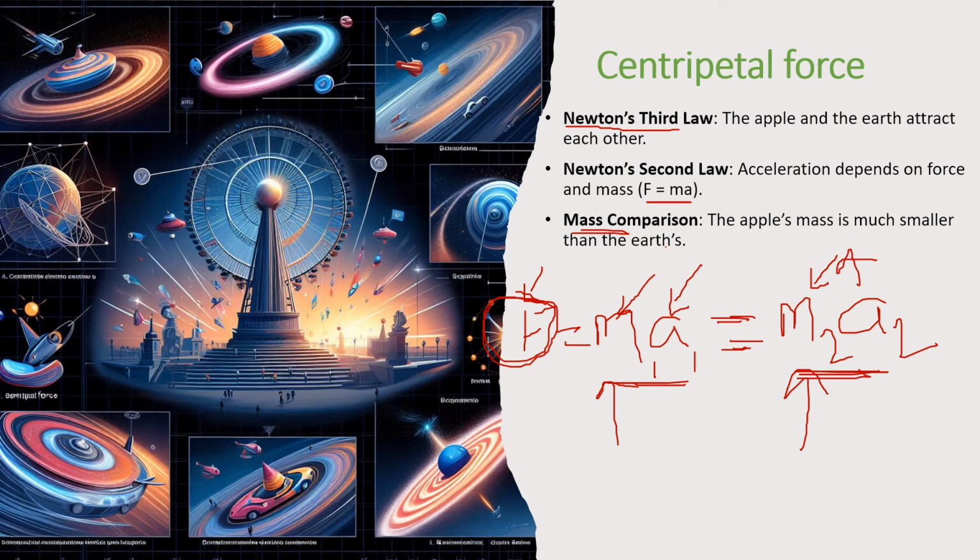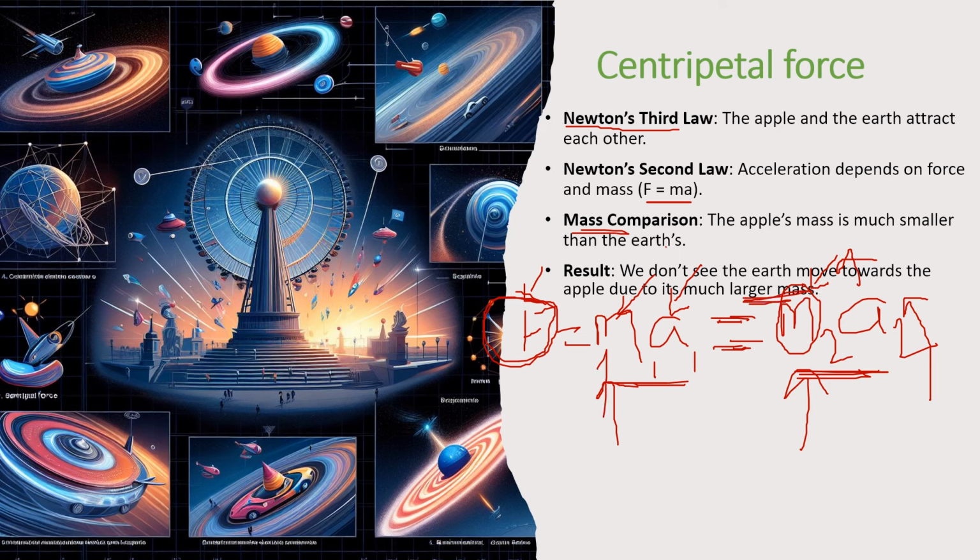So since the mass of the apple is very, very small, to maintain this equality, the acceleration of the apple will be very, very high. That's how we see the apple moving, but not the Earth. Result: we don't see the Earth move towards the apple due to its much larger mass. Because it has a higher mass, it has a very small acceleration. The apple has a smaller mass, so it has a very high acceleration. That's what we can conclude about why the apple is moving and the Earth is not.